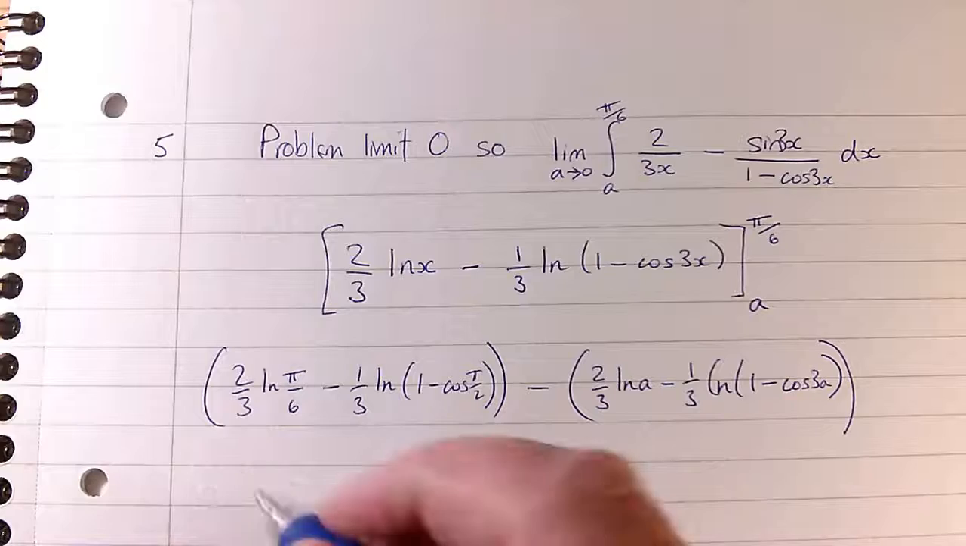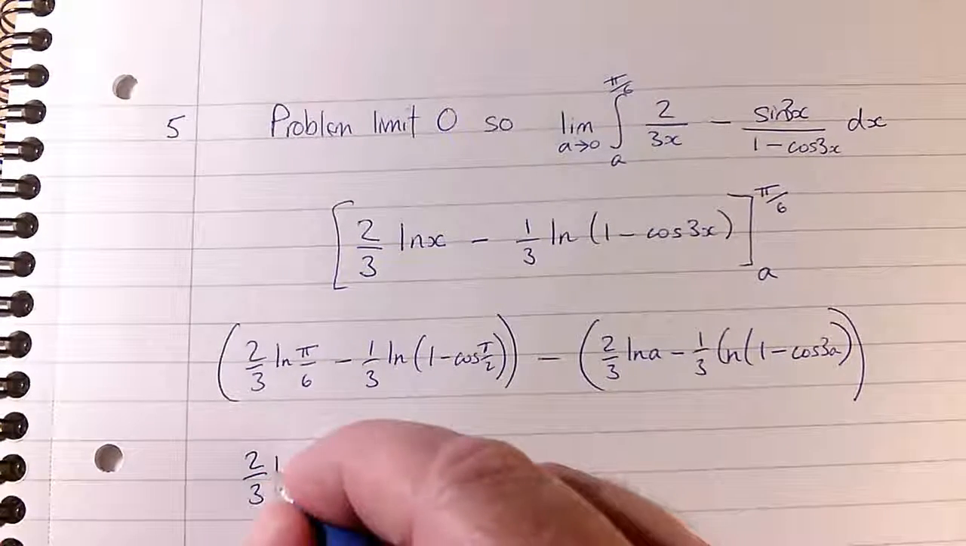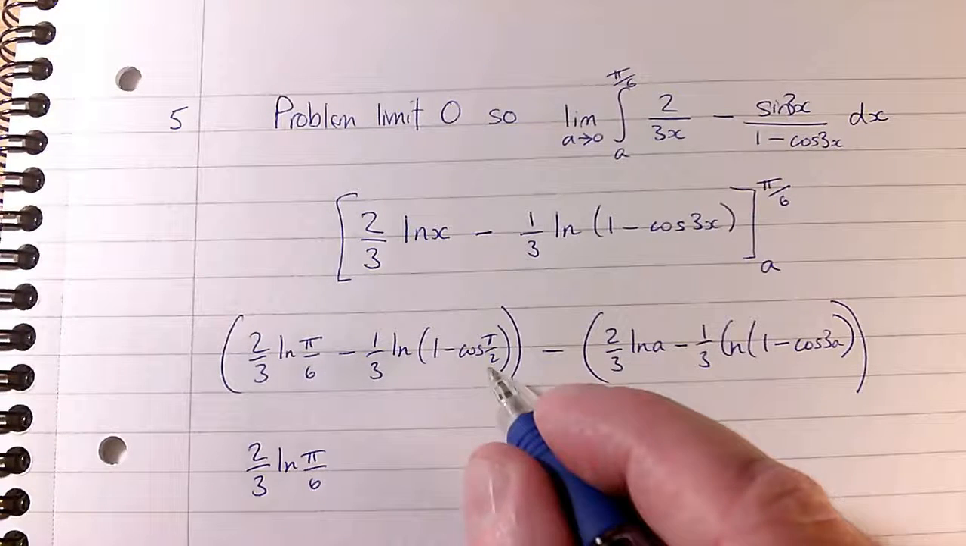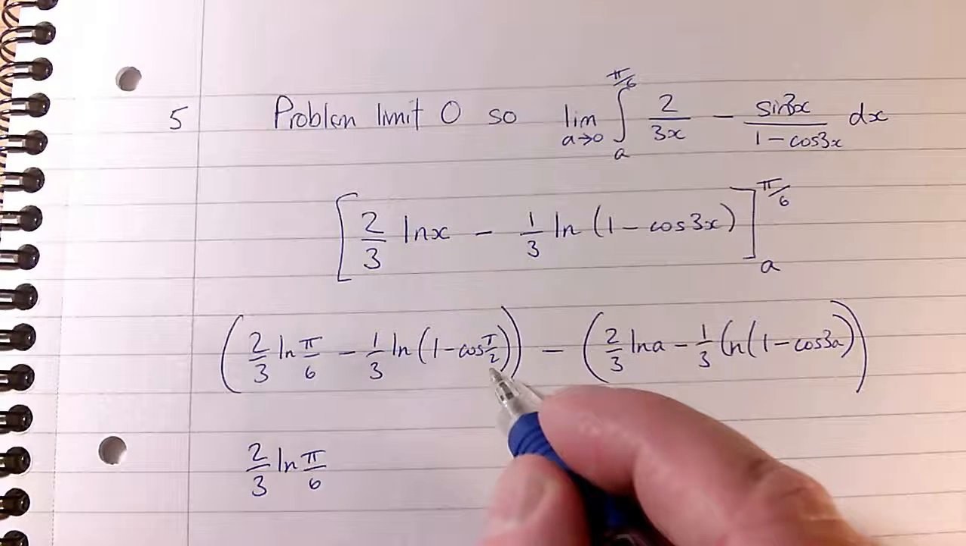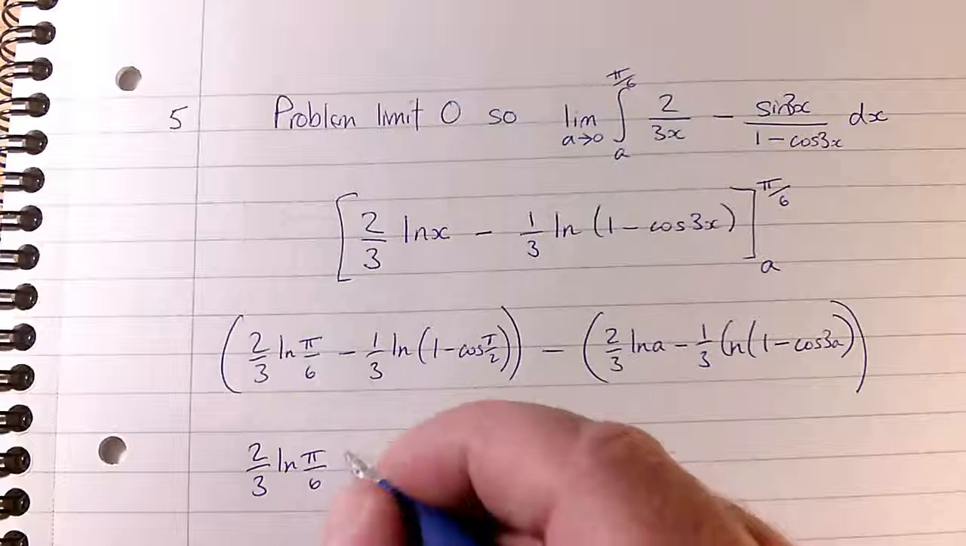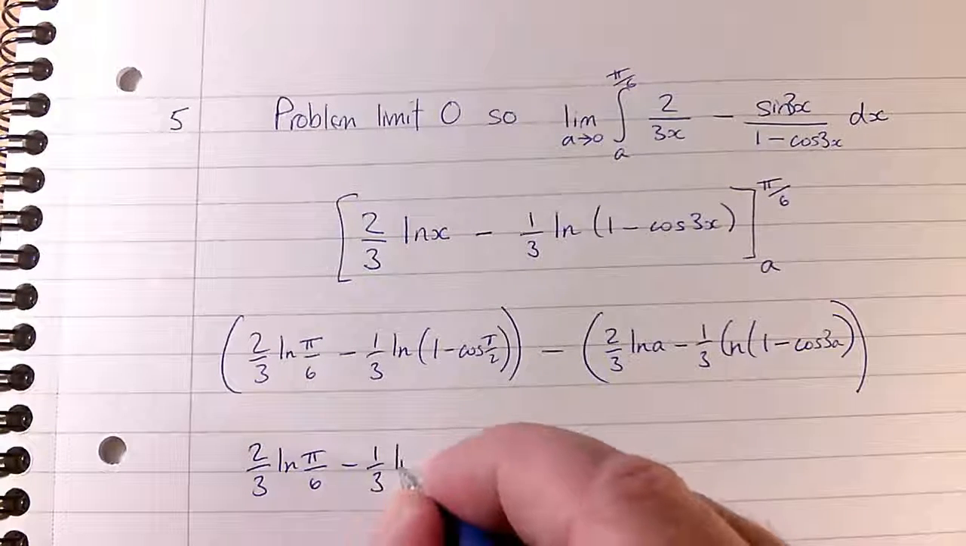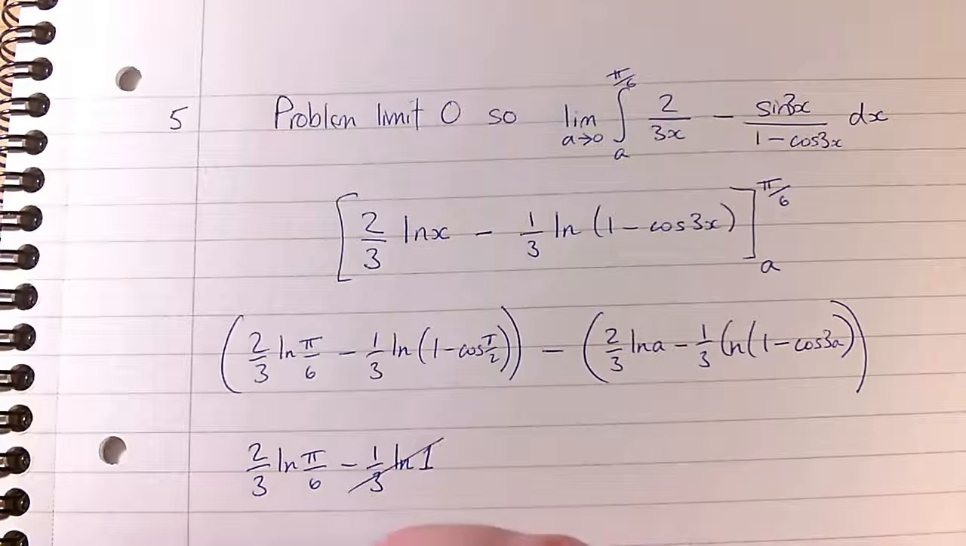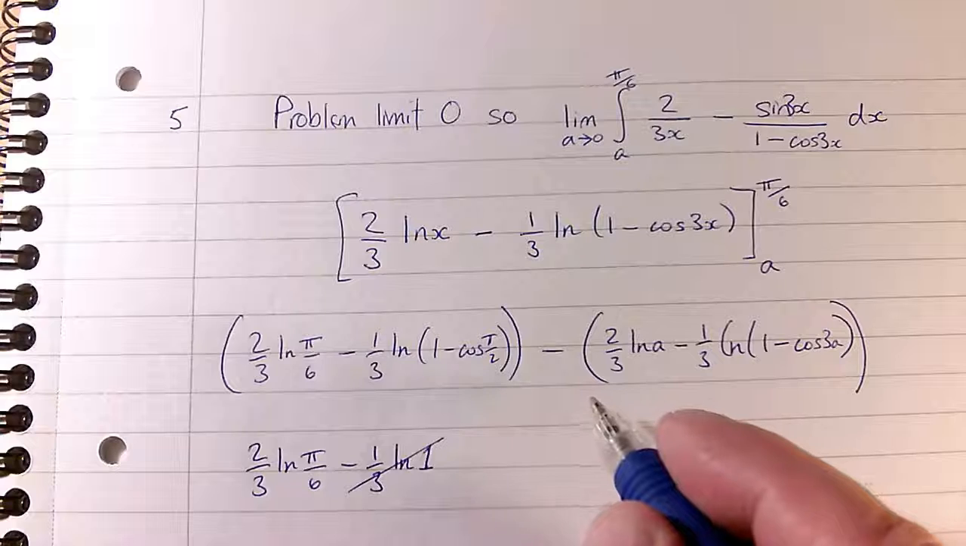This is just a number. This is 2/3 log of pi by 6. Okay, and cos of pi by 2 is 0. So 1 minus 0 is 1, so this is minus 1/3 log of 1, which I do advise you to show, but cross it out straight away because log of 1 is naught. And then this bit here, okay.